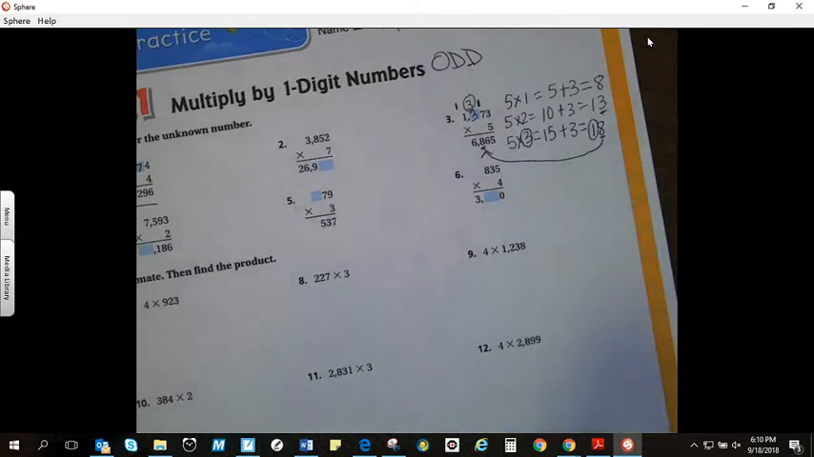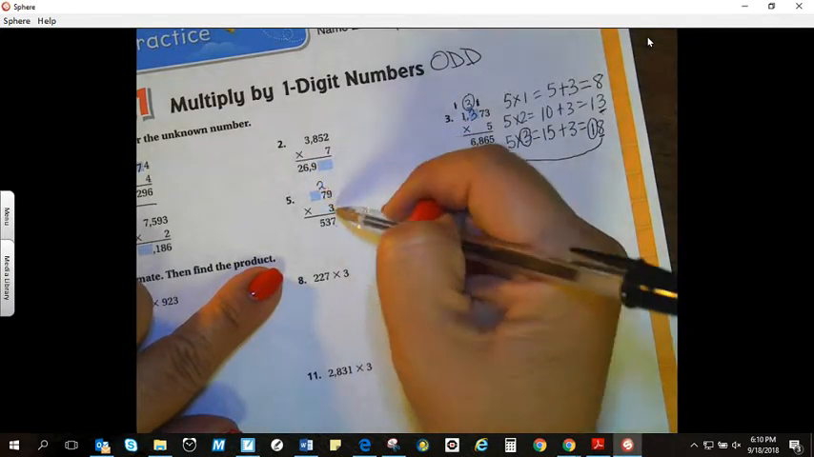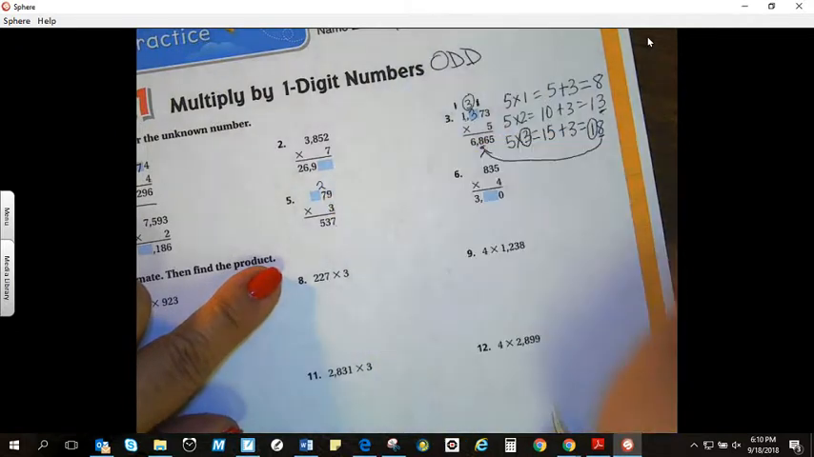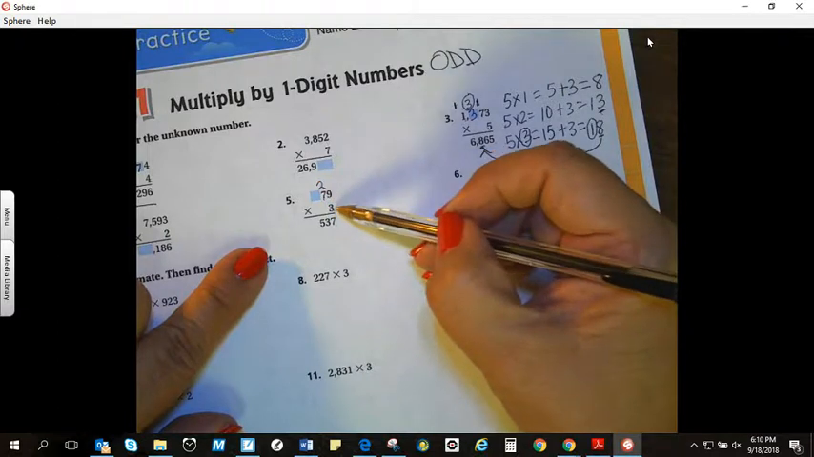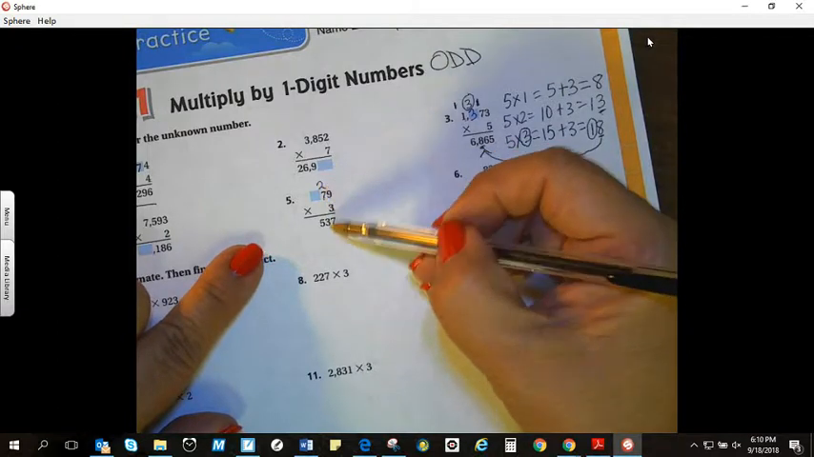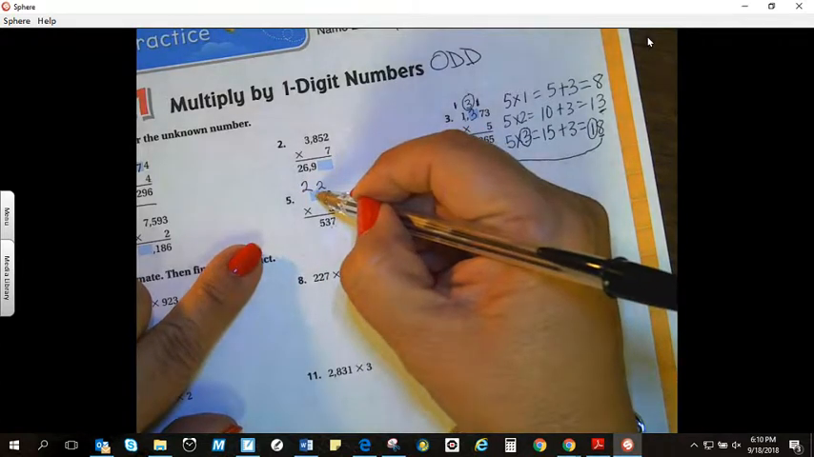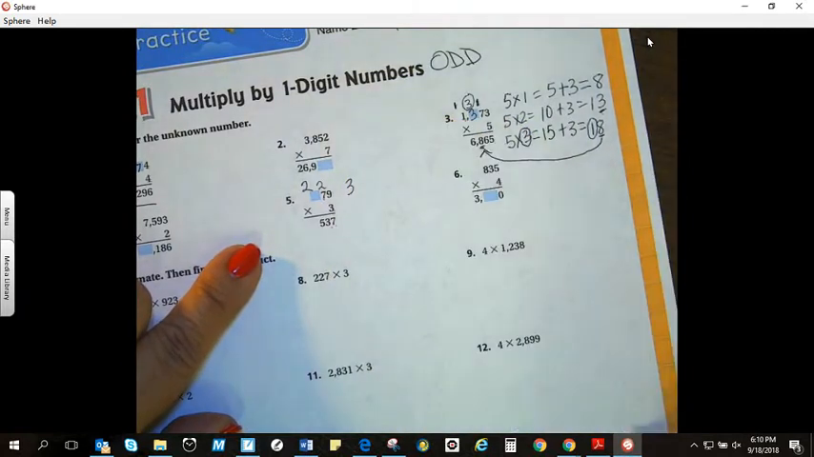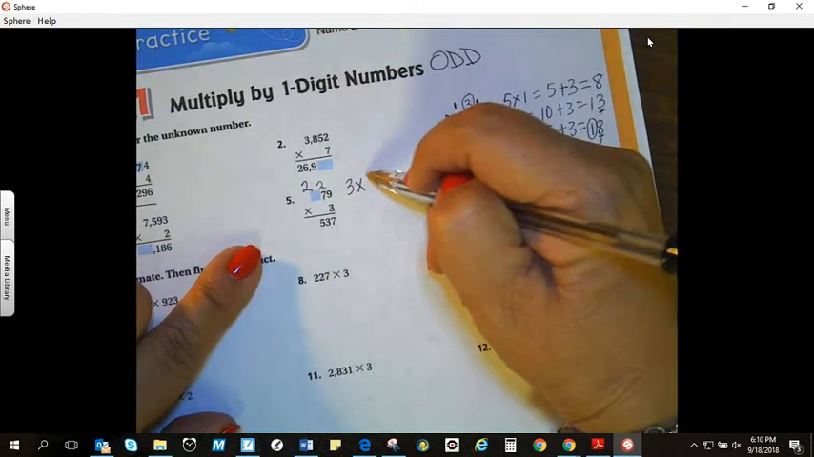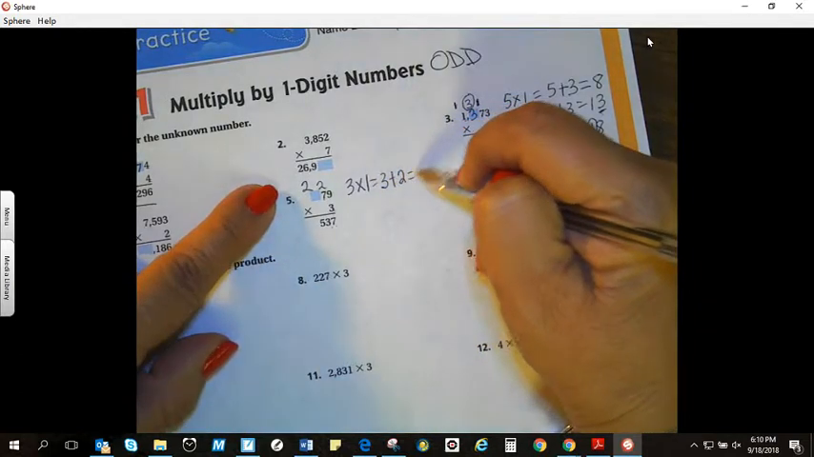Okay. Number 5. I'm going to do the same concept. 9 times 3 is 27. Carry my 2. 3 times 7 is 21. Plus the 2, 23. Carry my 2. 3 times what? Here. Plus my 1. So some of you have already figured it out, but I'm going to do this out. 3 times 1 equals 3. Plus my 2 is my carryover equals 5.